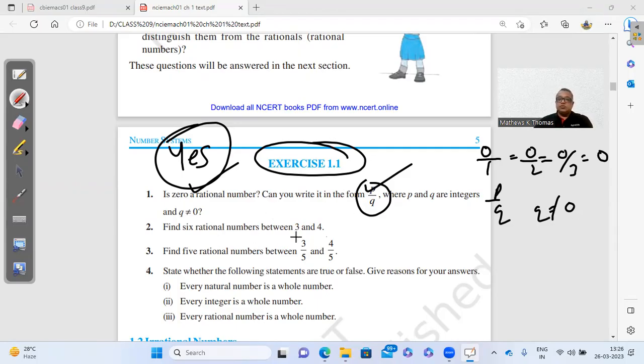Find 6 rational numbers between 3 and 4. Just now I told you, any 6 can be written: 3.1, 3.2, 3.3, 3.4, 3.5, 3.6, whatever you can write between 3 and 4. All these numbers are rational because they are terminating numbers. Find 5 rational numbers between 3 by 5 and 4 by 5.